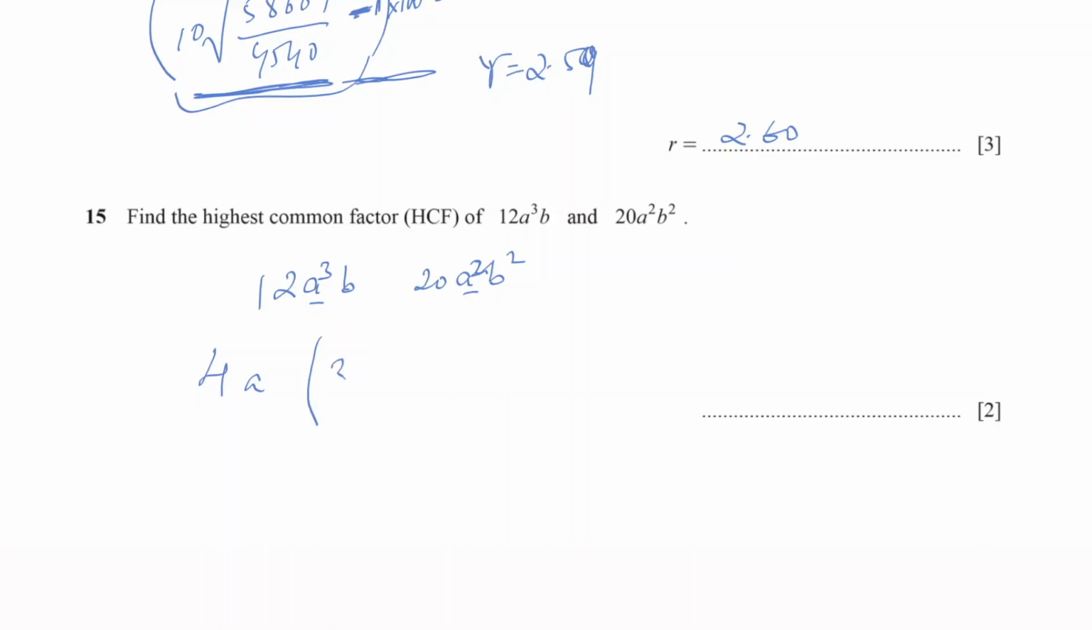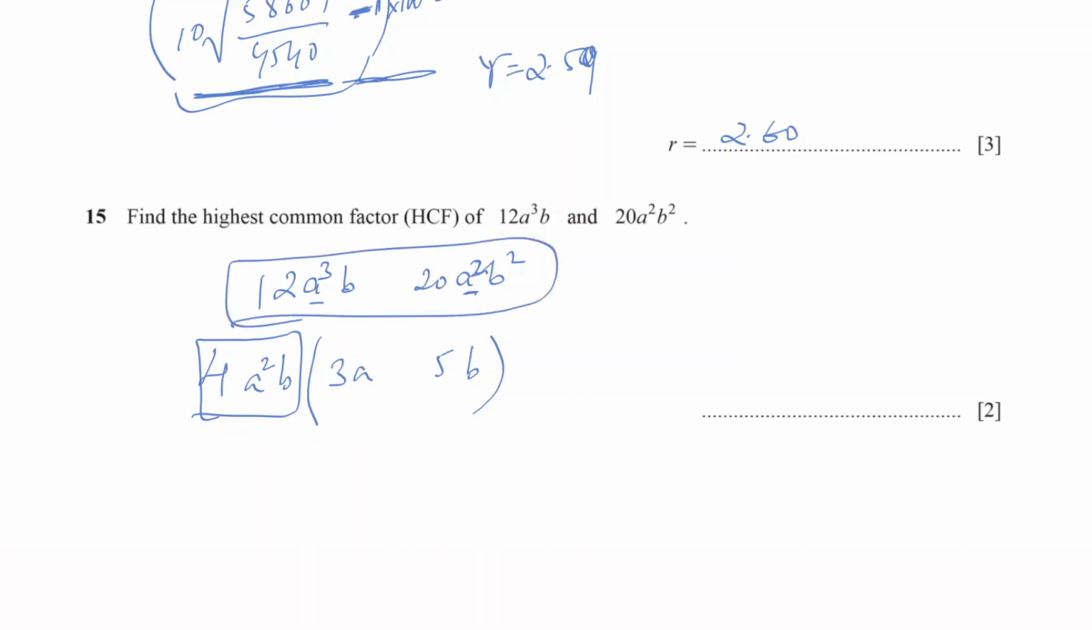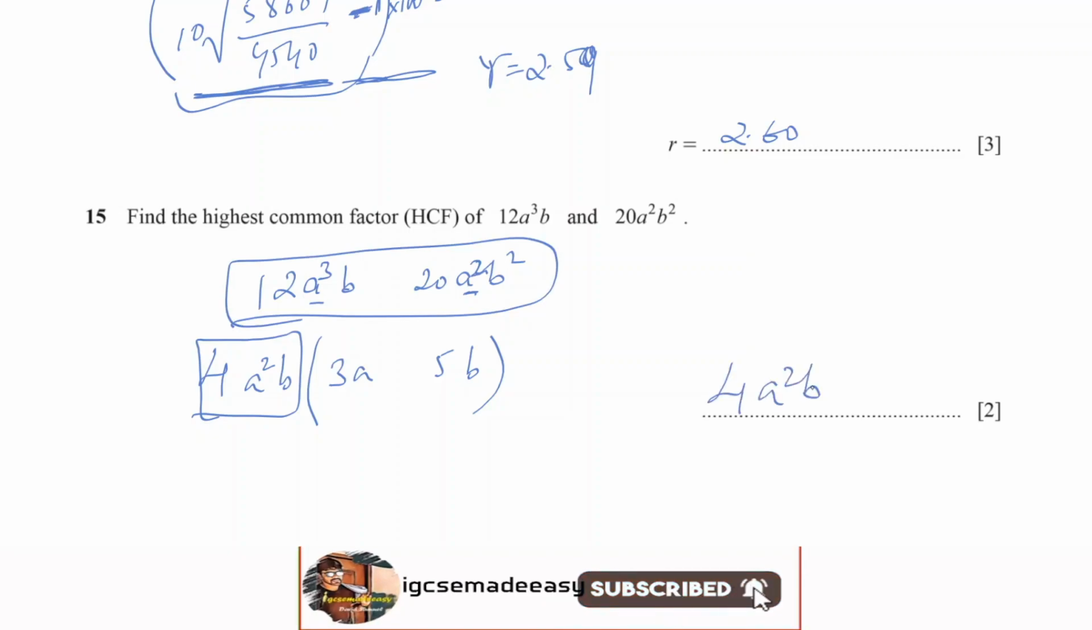4 times 3 is 12, right? And a² I can take out common, because this is a³ and this has a², the maximum, so a² we can take out common. And b², and this has b, so I can take b. So if I take it like that, 3 times 4 is 12a³b, and this side comes like 5 times 4 is 20a²b. So this will be the highest common factor that we can take out from these two terms. That's why we can write 4a²b.